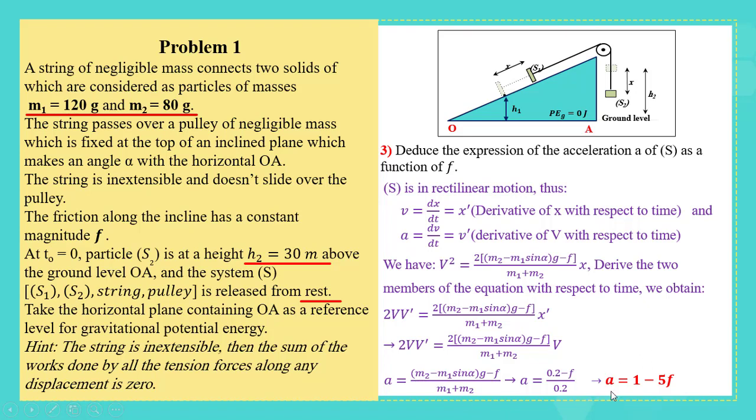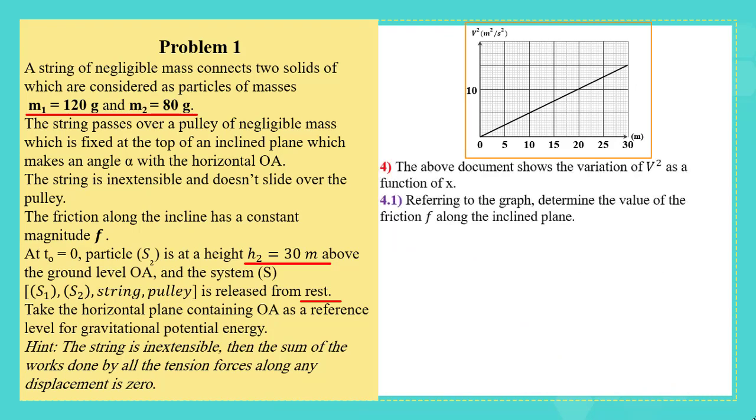Replacing the masses, alpha and g by their values, we get a equals 1 minus 5f. The document above shows the variation of v squared as a function of x. Referring to the graph, determine the value of the friction f along the inclined plane.